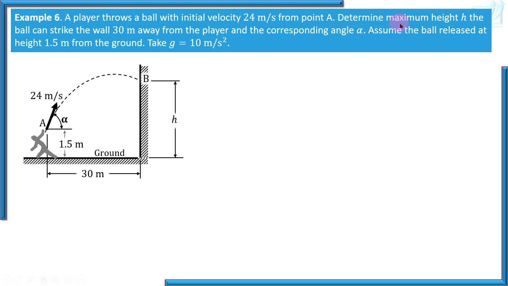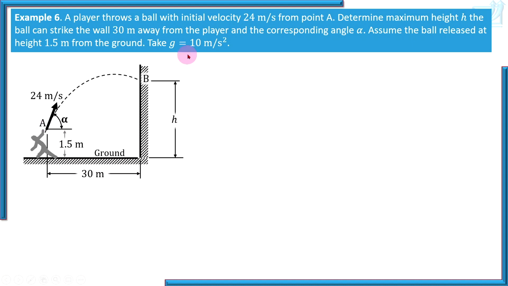Listen, this is a very important statement. Determine maximum height h. The ball can strike the wall 30 meters away from the player and the corresponding angle alpha. So this maximum height h corresponds to a certain angle alpha. So at a certain angle alpha, this ball reaches maximum height. Remember this. What is that angle alpha? That is also what you are asked to find out. Assume the ball is released at height 1.5 meter from the ground. So 1.5 meter above the ground the ball is thrown.